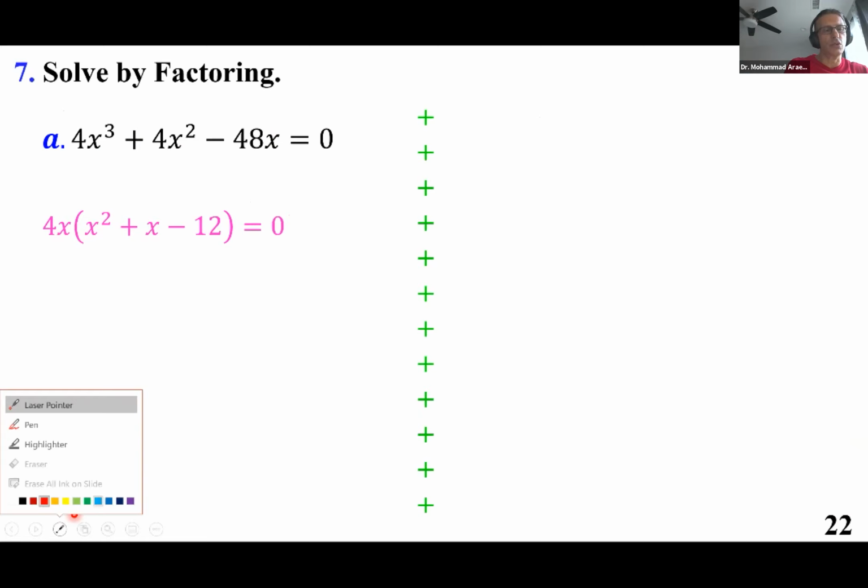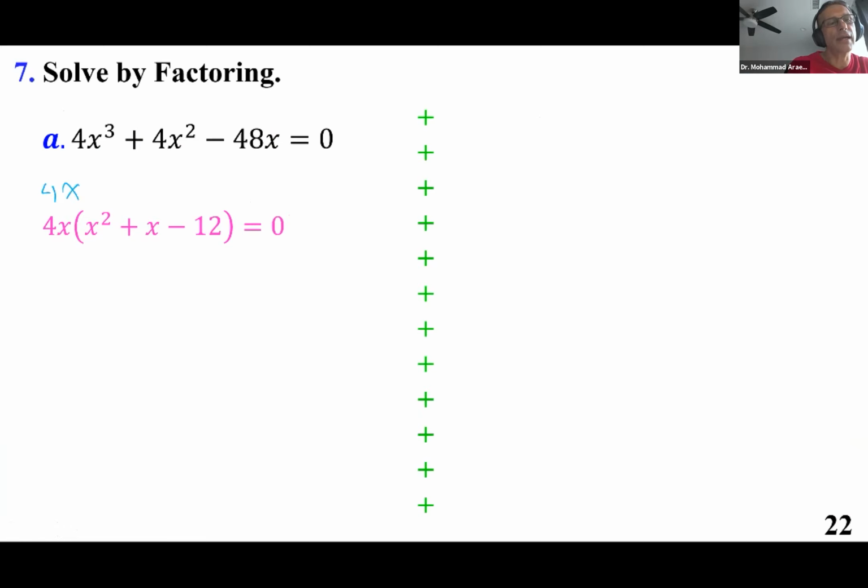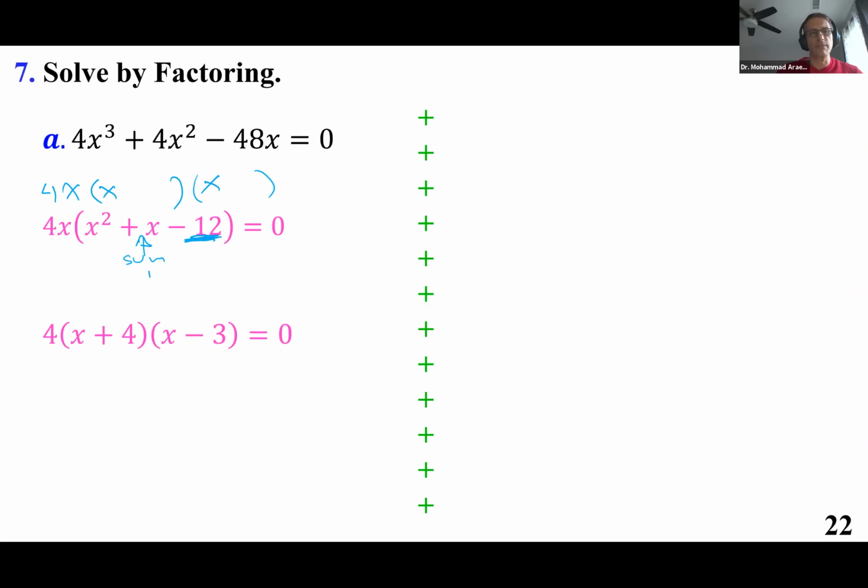Again, let me just quickly show you what I mean by that. So you would write 4x, and you would put the x here and x here. So you want 2 numbers. The product is -12 and the sum is 1. And so we end up with, this is x, by the way. So x is 0, x is -4, and x is 3, everybody.